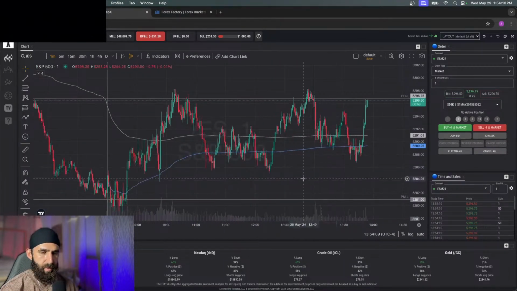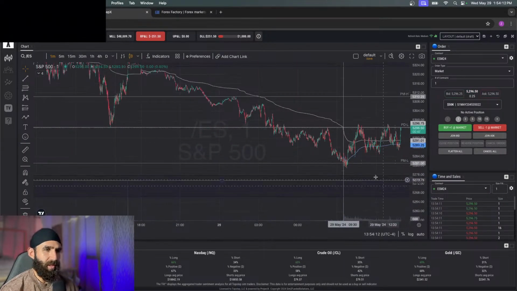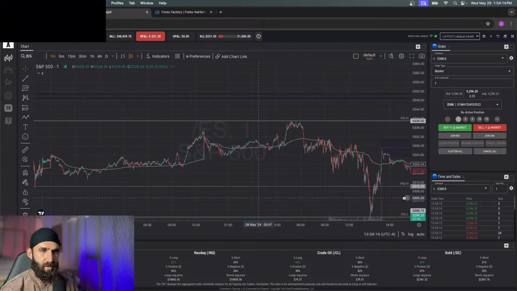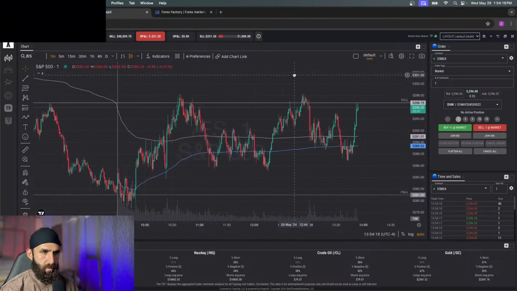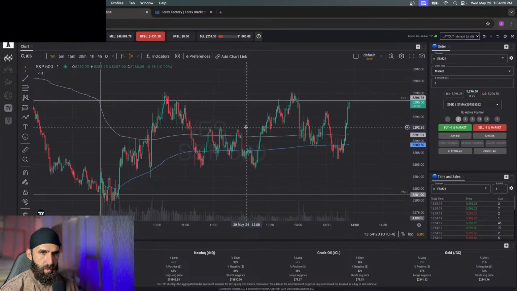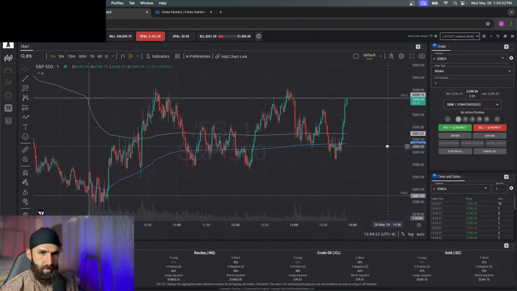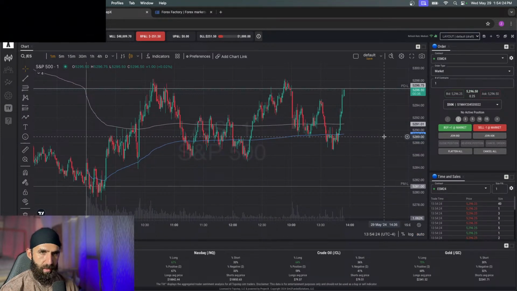Fair value gap. Fair value gap. I'm reading the chat. Guys are talking about fair value gaps. You guys and your fancy technical analysis. No, I'll look at imbalances.